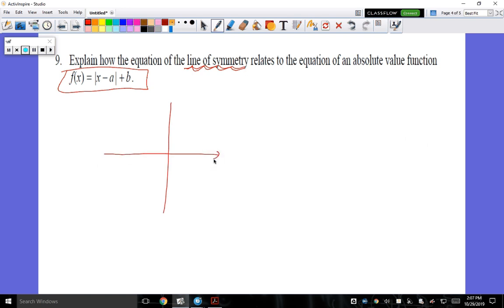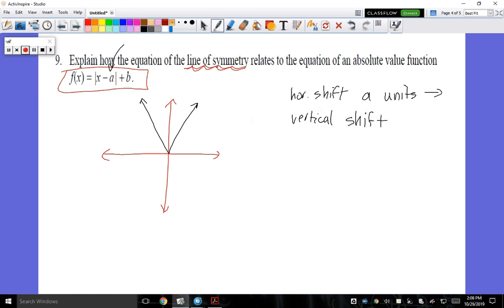So let's say that I have a graph and it starts at the absolute value of x, and from here it says -a. Okay, so what this is saying is, since it's -a, a is going to be moving to the right. So it's a horizontal shift, if you will, a units to the right. And then it's, because it's a positive b, will be a vertical shift b units up.